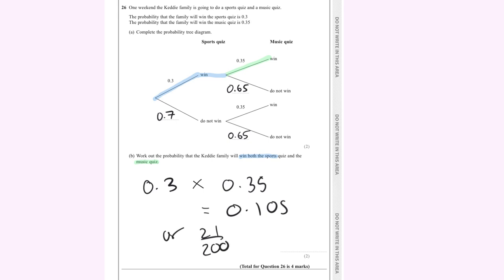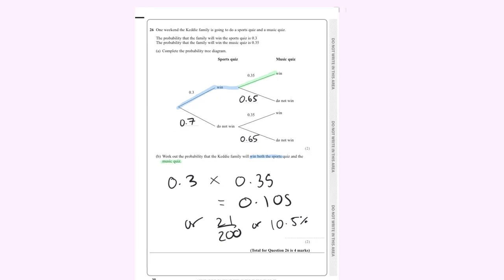Either of those is fine, whichever way you fancy. Or you could even put 10.5%. If you really want to. I wouldn't bother personally, but if you fancy that, then go for it. Okay, any of those ways you can represent probabilities as decimals, percentages, or fractions. Sometimes it might ask for a specific one, but it didn't in this case, so go crazy with it.